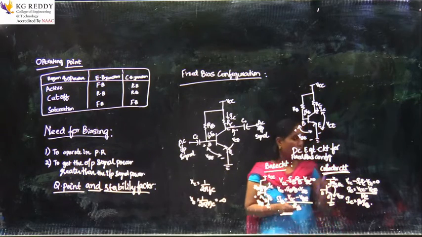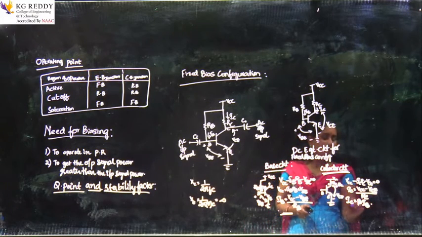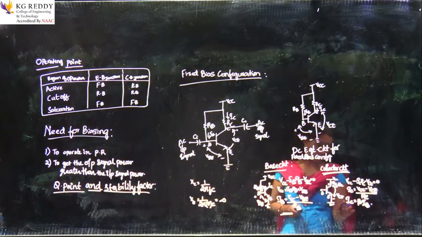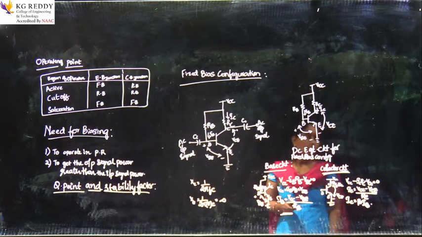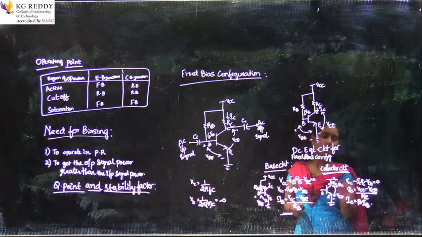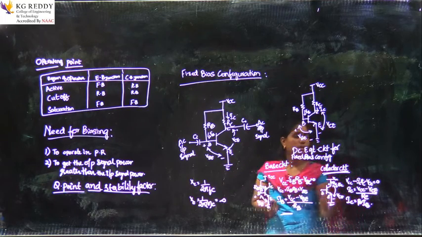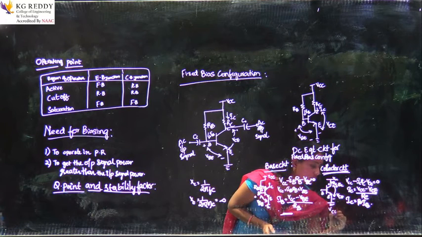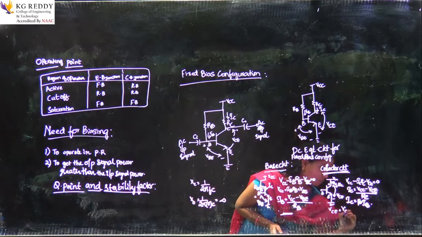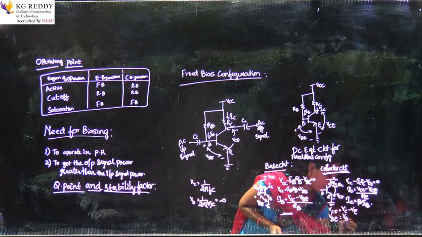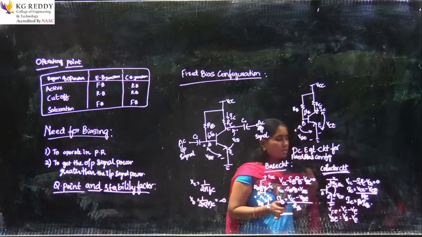So, if you are changing the RB resistor, then there will be a change in the collector current. But if there are any changes in RC, it will not be reflected in your IC. If there is any change in your RC, it will be reflected only in your VCE. Now, we can write that VCE equals VC minus VE, and VBE can also be written as VB minus VE, but here VE is nothing but 0.